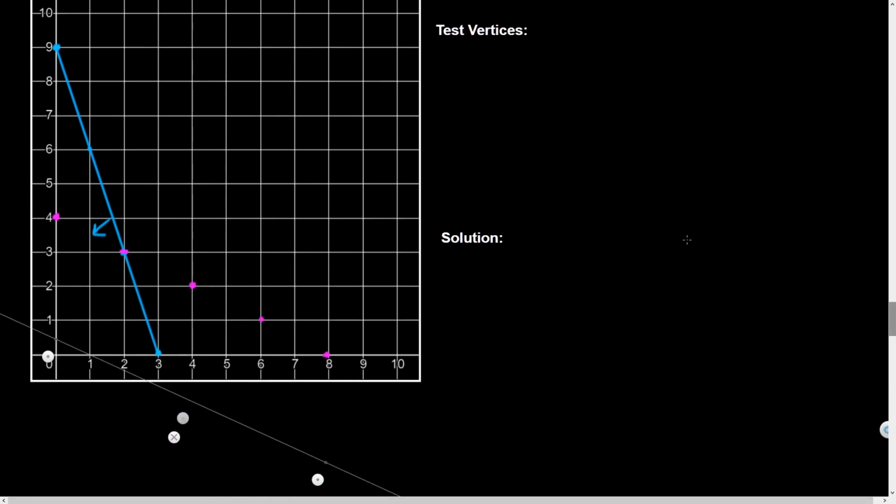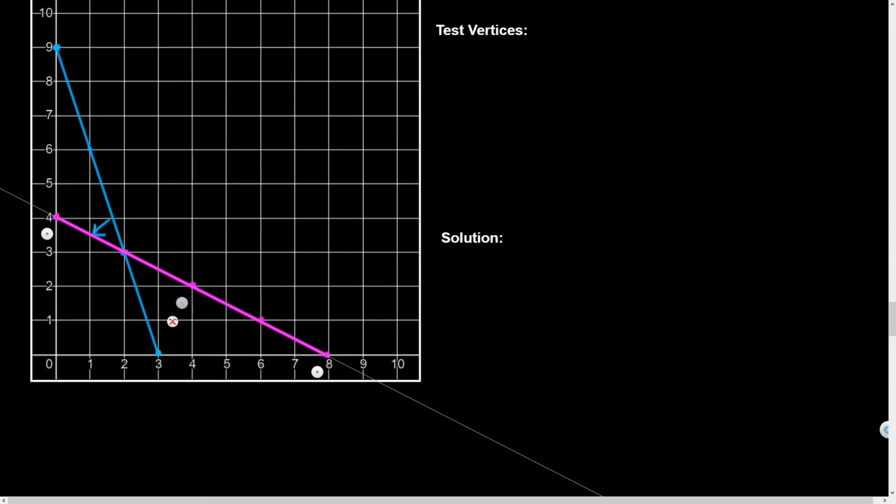I've got to scroll down. Funny, it won't let the ruler tool get any closer. I'm going to end up having you guys do some of these on Desmos, which is even easier because you don't have to graph by hand. And so this is less than that. So that's the amount of flour available.